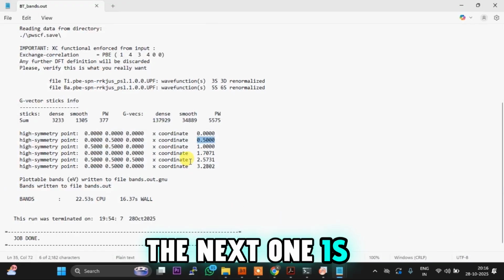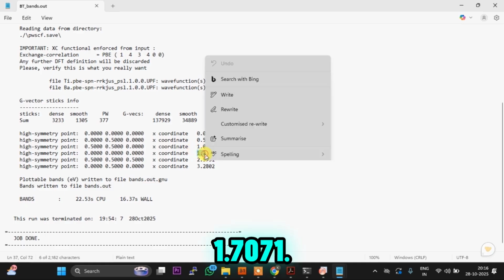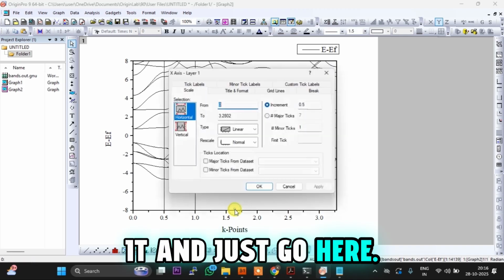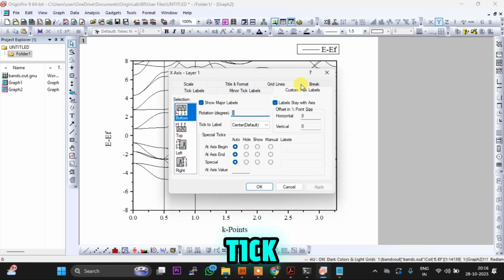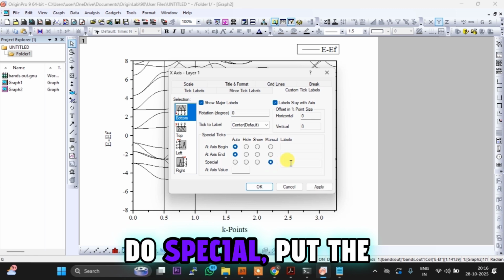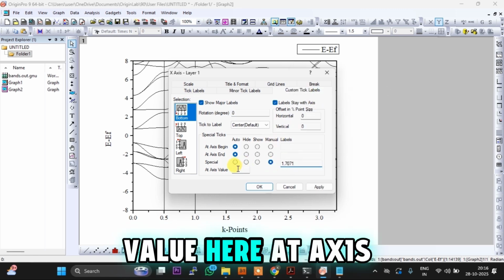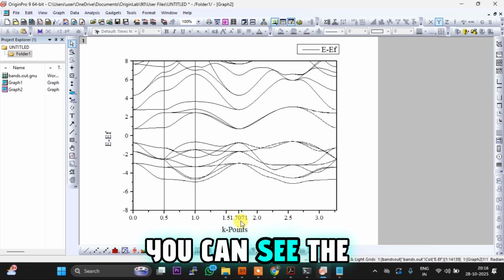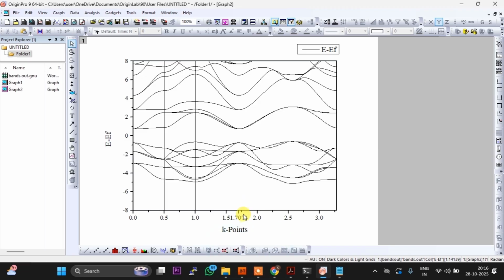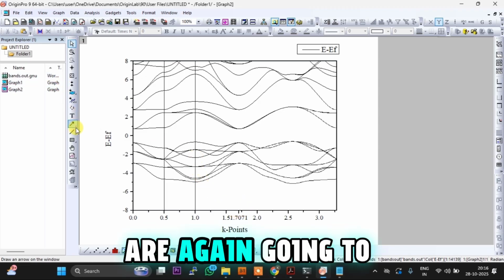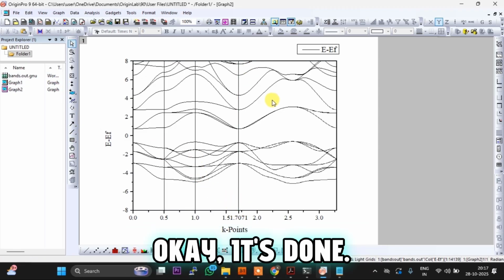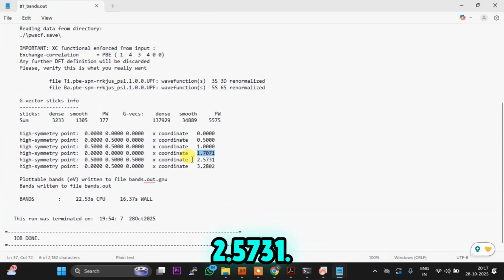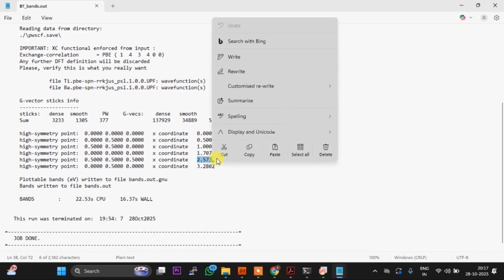The next one is 1.7071. This is not going to be easy. So we have copied it and just go here and go to custom tick levels, do special, put the value here at axis value, this, and do apply. Now you see, you can see the 1.707 line. Okay. So now we are again going to take a straight line. Okay. It's done. Now the next one is 2.5731. Similarly, we are going to do this.